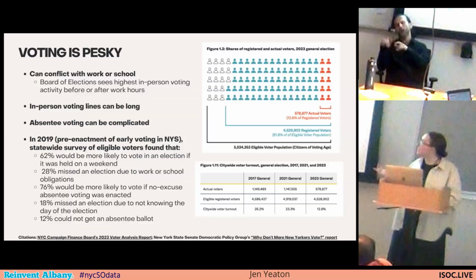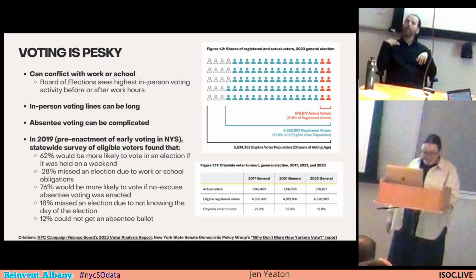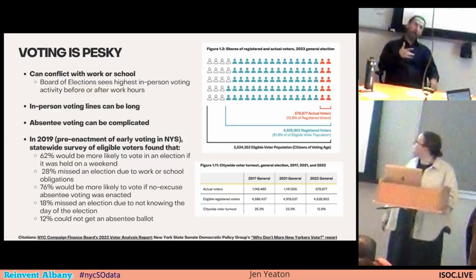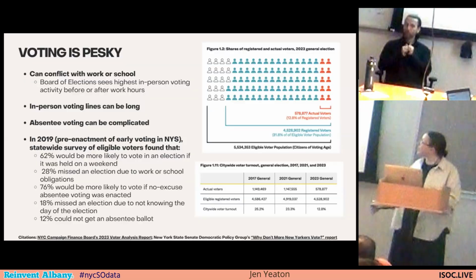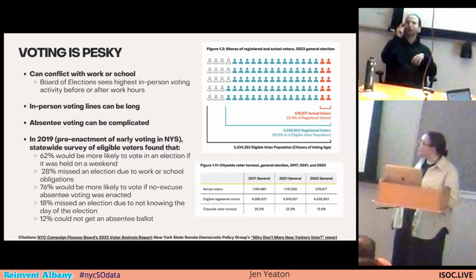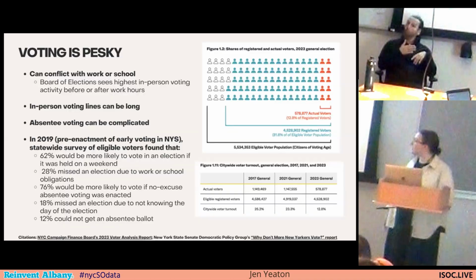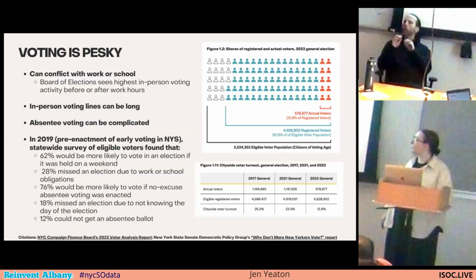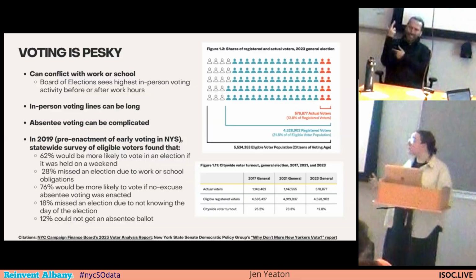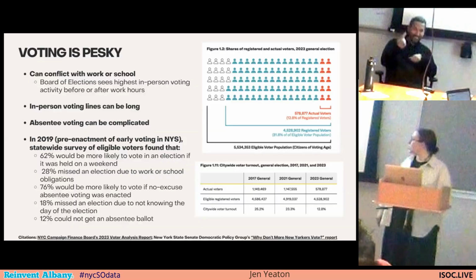A 2019 survey of eligible voters in New York State found that 62% would be more likely to vote in an election held on a weekend. 28% missed an election due to work or school obligations. 76% would be more likely to vote if no-excuse absentee voting was enacted, so being able to vote absentee without providing a reason. 18% shared that they missed an election due to not knowing the day of the election, and 12% could not get an absentee ballot.